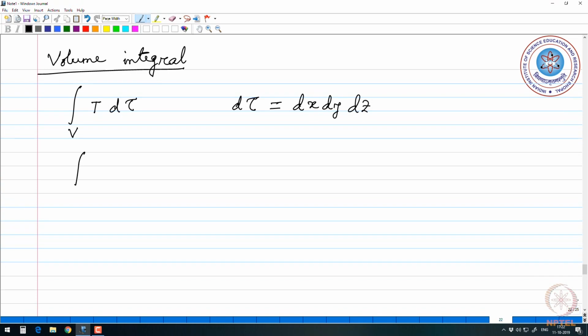Also, vector volume integrals are possible. We can have integral of vector V d tau. So, the result of this would be a vector, but we encounter vector volume integrals more rarely than the scalar volume integrals. Let us consider an example here.